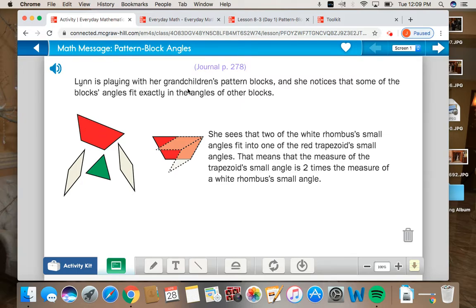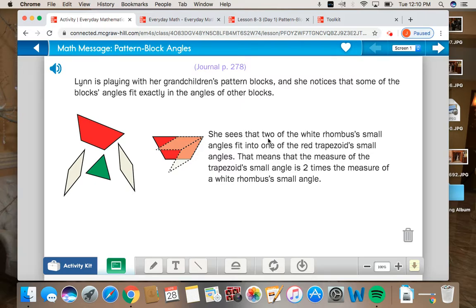Lynn is playing with her grandchildren's pattern blocks, and she notices that some of the blocks' angles fit exactly in the angles of other blocks. Remember, we're focusing on the angles. We're not just trying to put blocks on top of other blocks. We're not just trying to match them up and make them fit inside the block. We're focusing more on the angles as shown here.